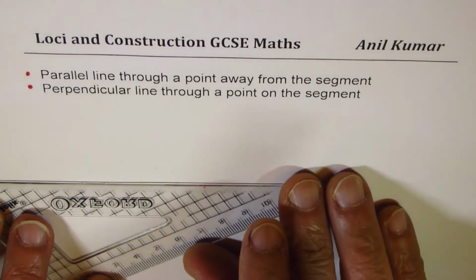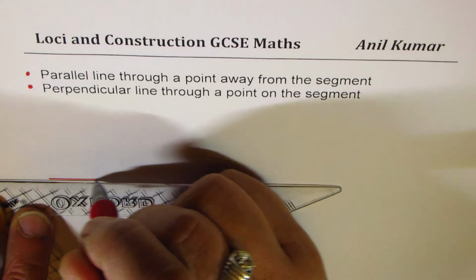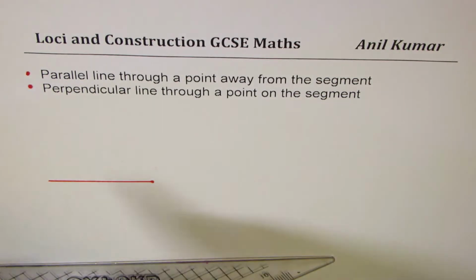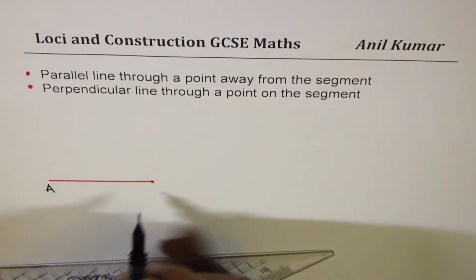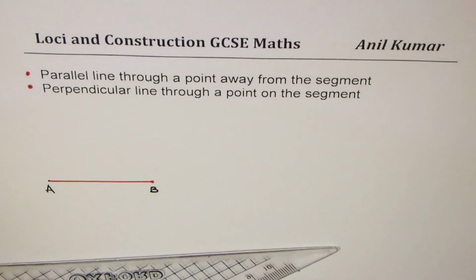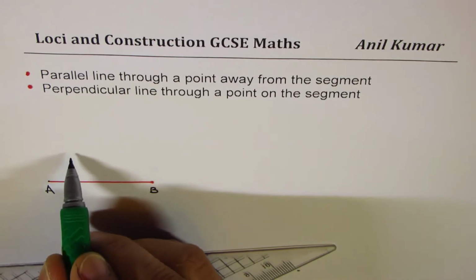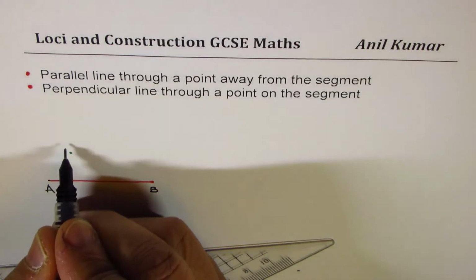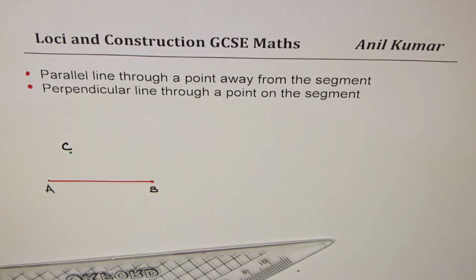So let me sketch a line first. So let's say that's the line segment, right? So we are saying we have a segment here which is AB, and we have to construct a line parallel to this segment through a point which is, let us say here, a point C. Okay, so let me say this is a point C. How do we do that? That is the first case.